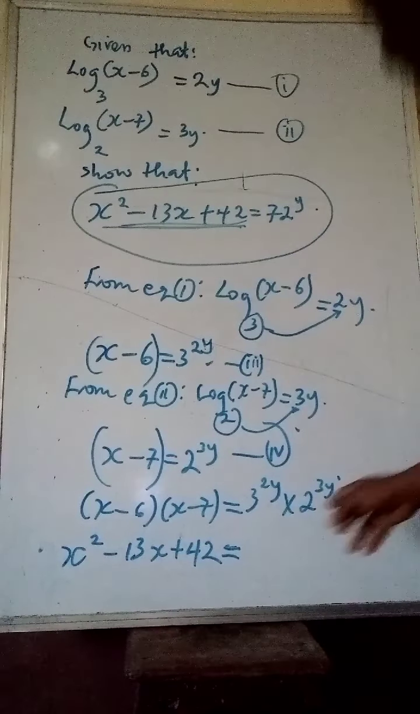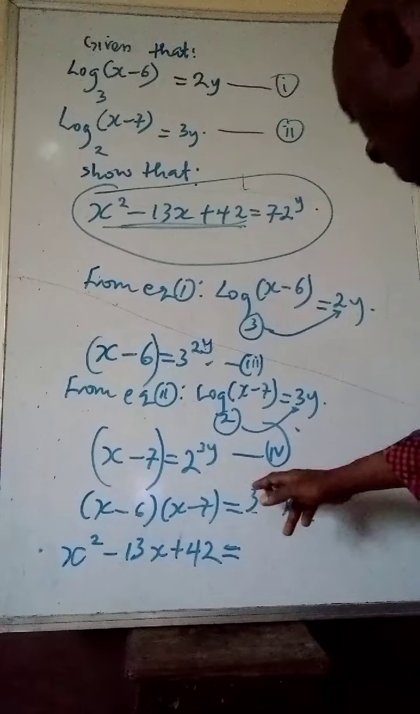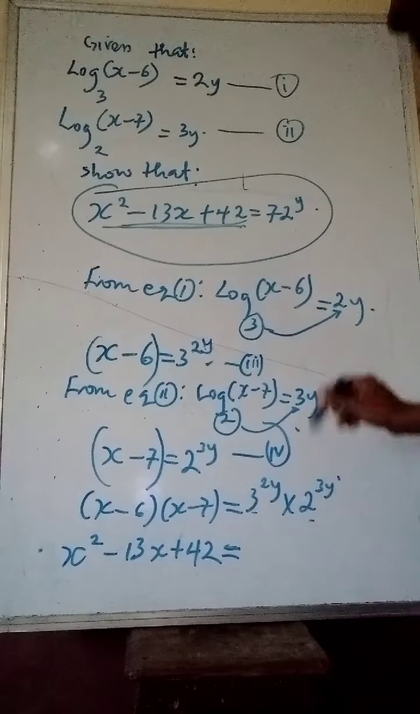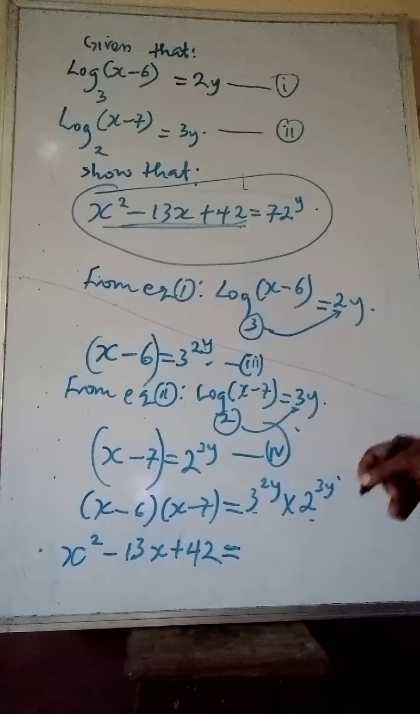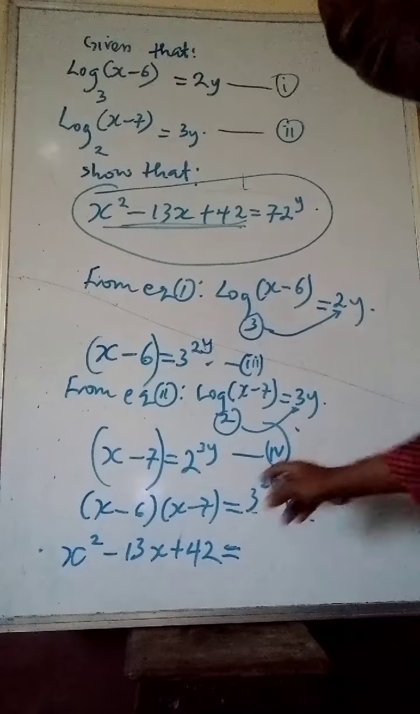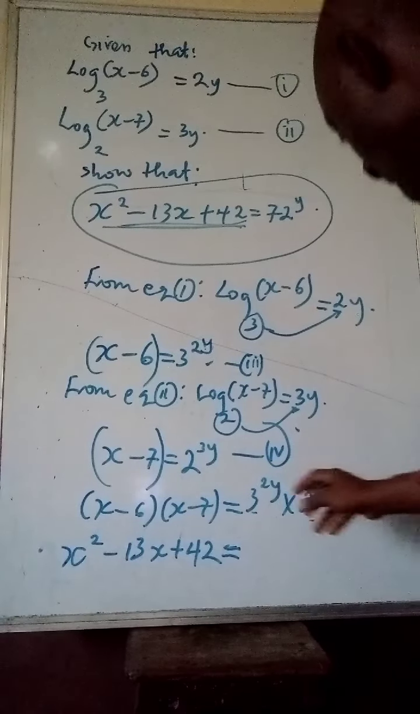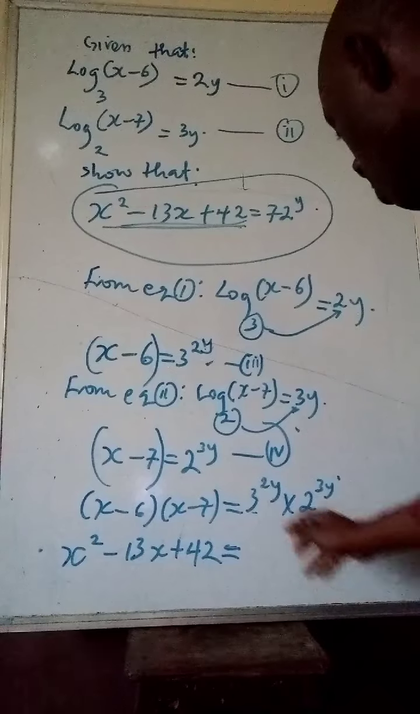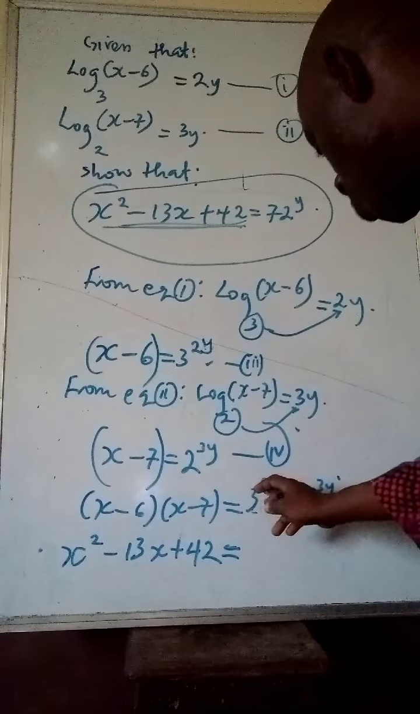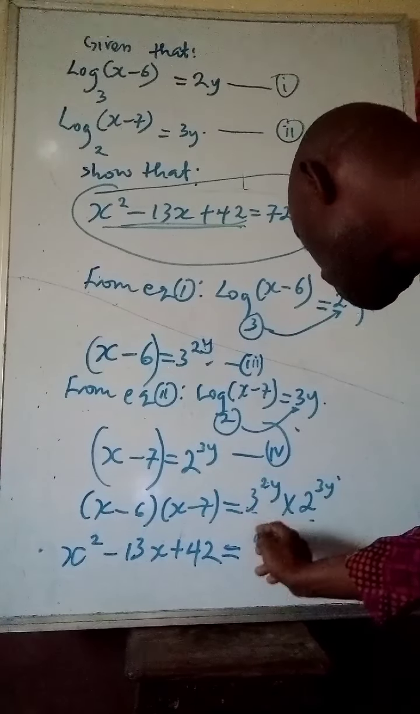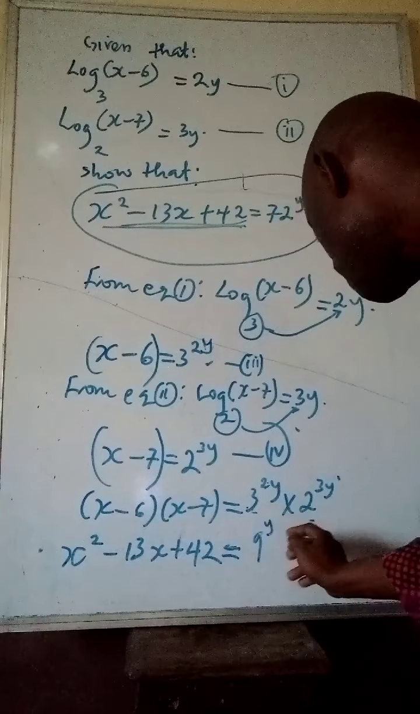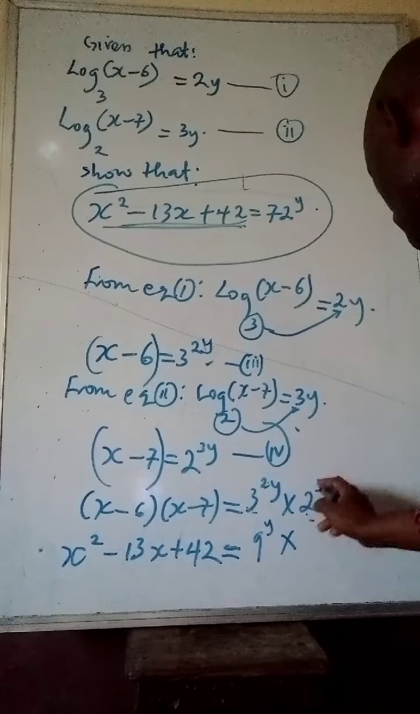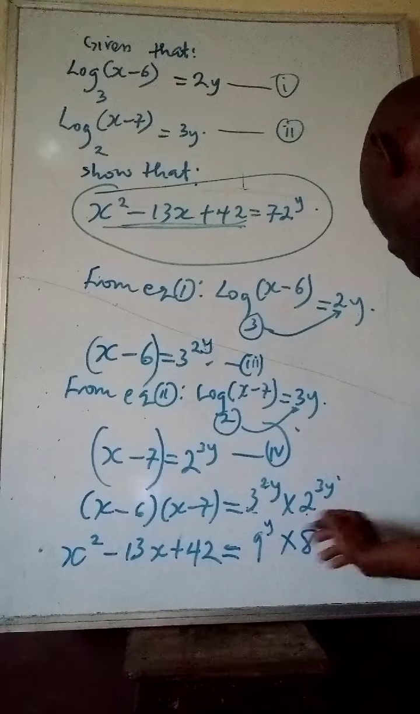Since the carriers are not the same and the powers are not the same, I cannot apply the law of indices. What do I do? I want to make the two powers the same. So I will first evaluate 3 raised to power 2. 3 raised to power 2 will give me 9, then power of y remains. 2 raised to power 3 will give me 8, and power of y remains.